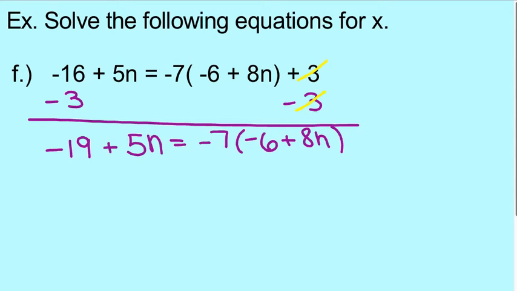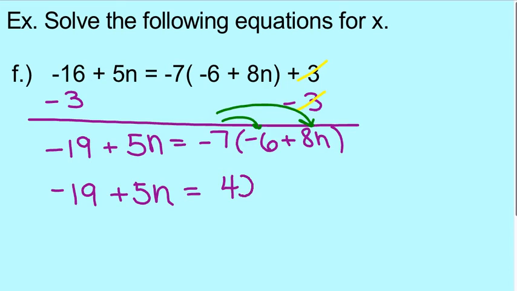All right, then we're going to notice that negative 7, what do we do with it? We want to distribute it. All right. So the left-hand side will stay as it is. The right-hand side we're going to distribute. So negative 7 times negative 6 is our 42. Negative times a negative is positive. And then now negative 7 times positive 8n, and negative times a positive is a negative 56n.